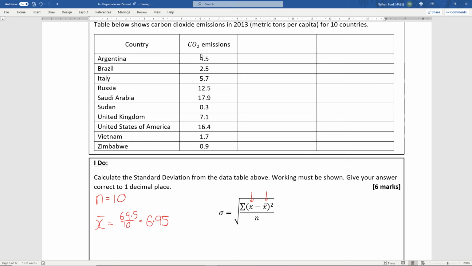So, how far away is this from the mean? Well, it's 2.45. So what we're actually doing here is x minus x bar. We're doing this result minus the mean. Okay, and we do the next one. So we do 2.5 minus 6.95, which gives us negative 4.5. And we keep doing this for all of our results. We just find the difference of each result from the mean.